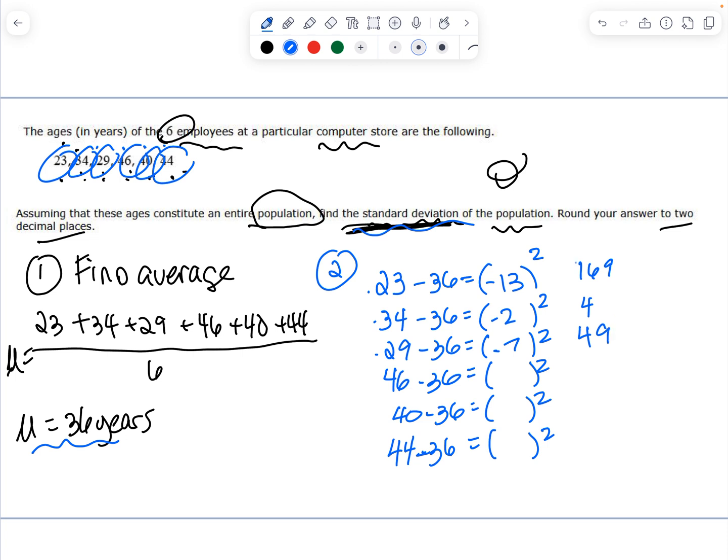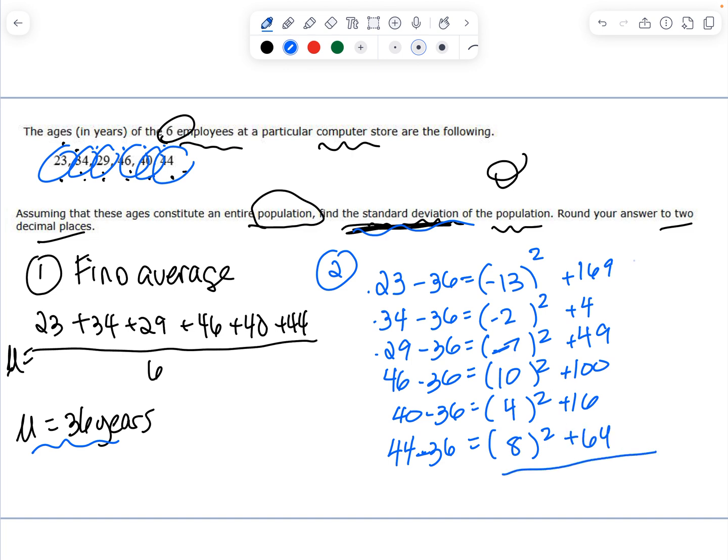Anytime you square, you should end up with positive answers. Even though our distance from the mean is negative because these are younger people, when you square a negative you get a positive, because a negative times a negative makes a positive. 46 minus 36 is 10, and 10 squared is 100. 40 minus 36 is 4, and 4 squared is 16. Then 44 minus 36 is 8, and 8 squared is 64.